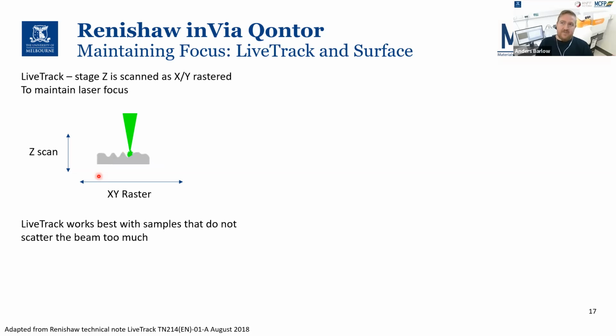It does work best with samples that don't tremendously scatter the beam, because if the laser is scattered a very large amount, then the camera won't be able to see where the good focus is, but otherwise it can be applied to any technique.